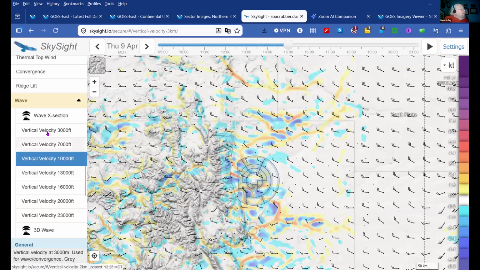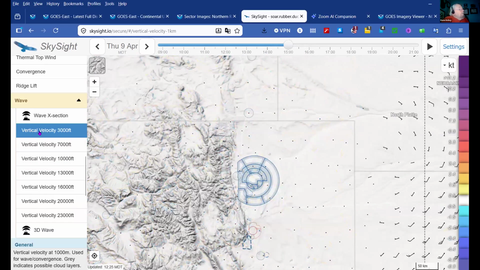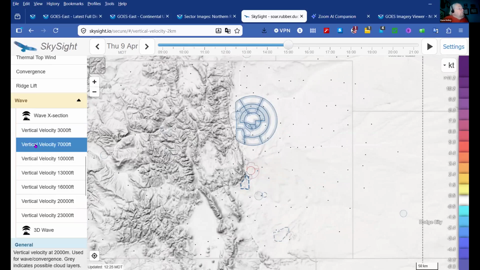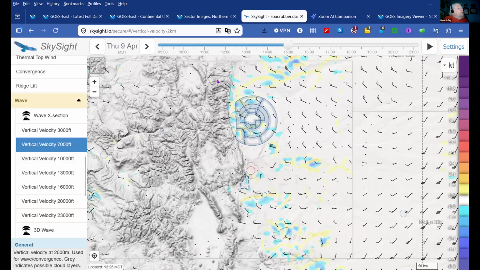Now, the other one, the vertical velocities. Vertical velocity at 3,000 feet means absolutely nothing in the part of the country I'm in because, like I said, the lowest point in Colorado is down at the border with Kansas at 4,300 or 4,500 feet. So let's bring it up to 7,000 feet. Notice I'm not getting anything back here in the mountains because that's all above 7,000 feet.